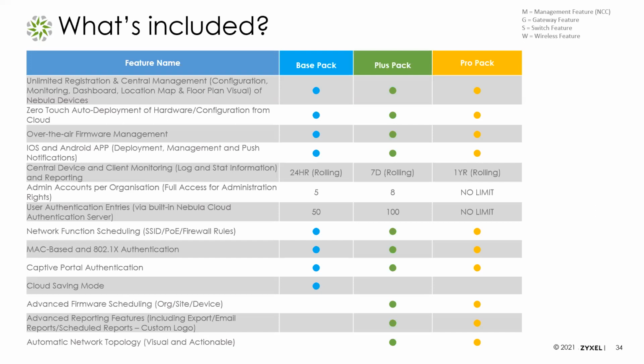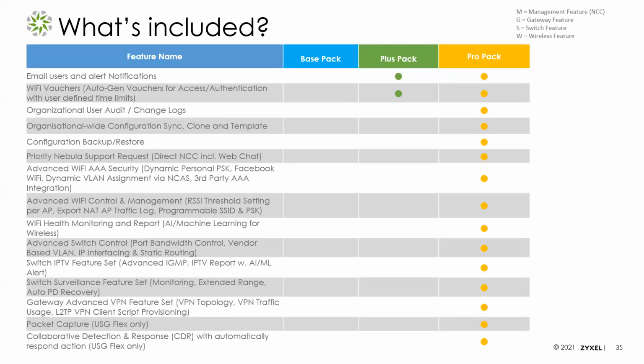That automatic topology view I showed you a slide of before, that requires Plus or Pro Pack. Email alerts, Plus and Pro Pack. And the use of Wi-Fi vouchers. So Wi-Fi vouchers is another way to do guest access. So if you want to use them, that does require Plus or Pro Pack.